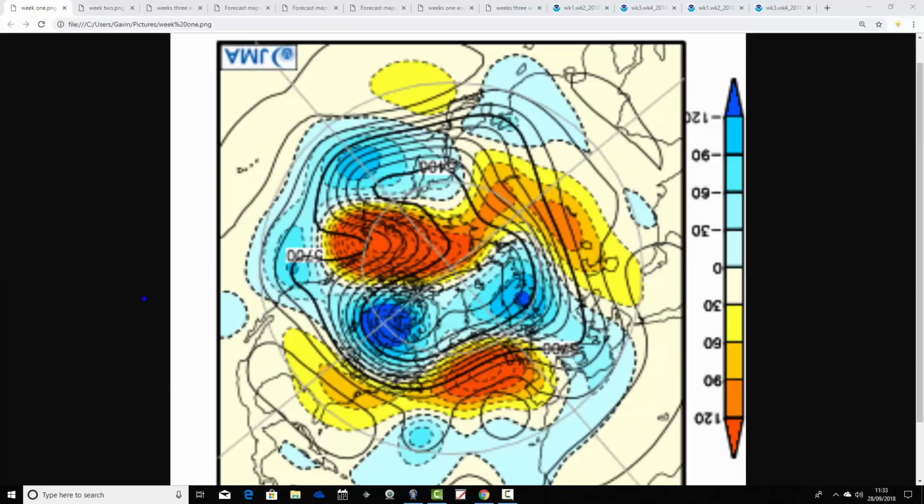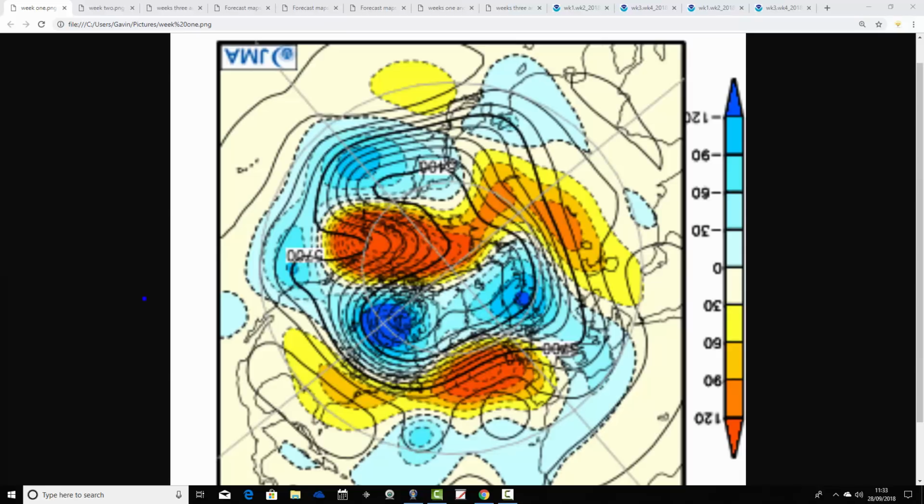Now, I've got to make sure I get this right, because yesterday I got this wrong. The brighter colours, yellow, orange and red, are extrapolating to above average heights, which is high pressure. And the darker colours, the blue colours, are extrapolating to below average heights, which is low pressure. And we're looking at these broken out into week periods.